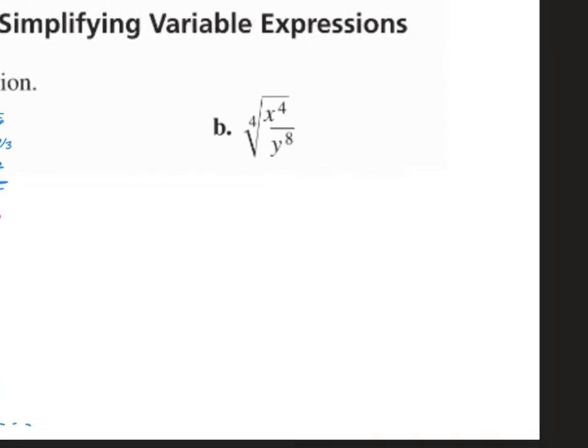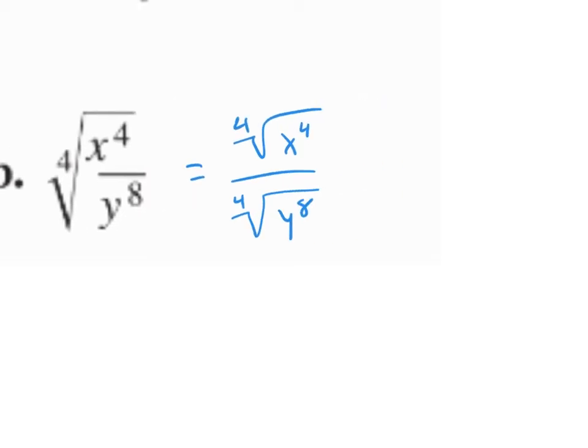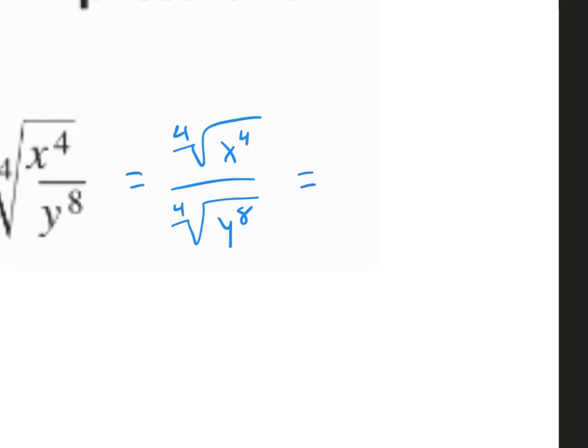All right, let's look at B. We're doing the same thing here. We need to simplify. So we have the 4th root of x to the 4th on top, and the 4th root of y to the 8th on the bottom. So same thing we did before. We can divide. So we have x to the 4th over 4, and then we have y to the 8th over 4.